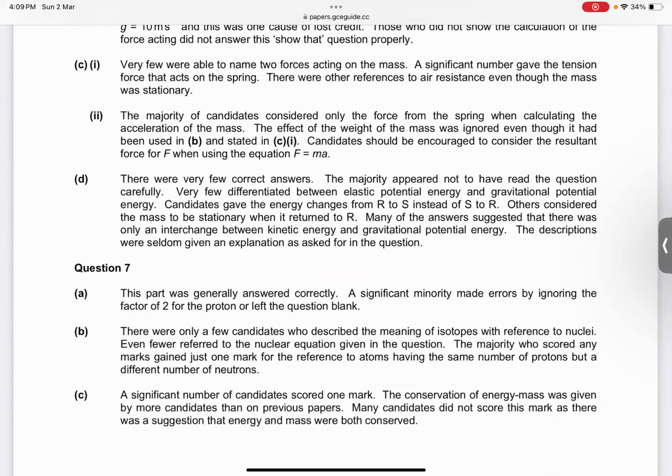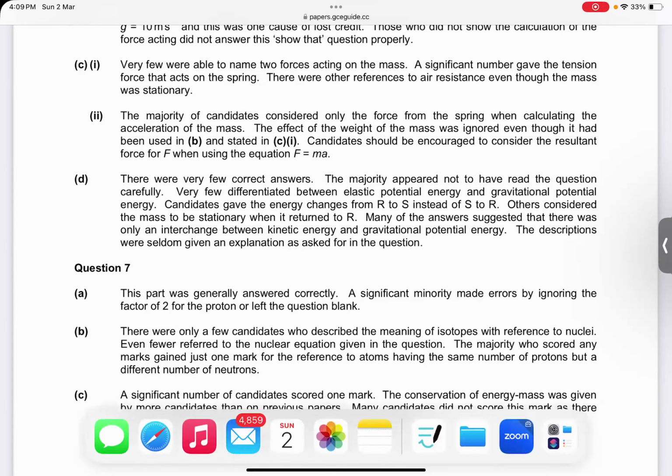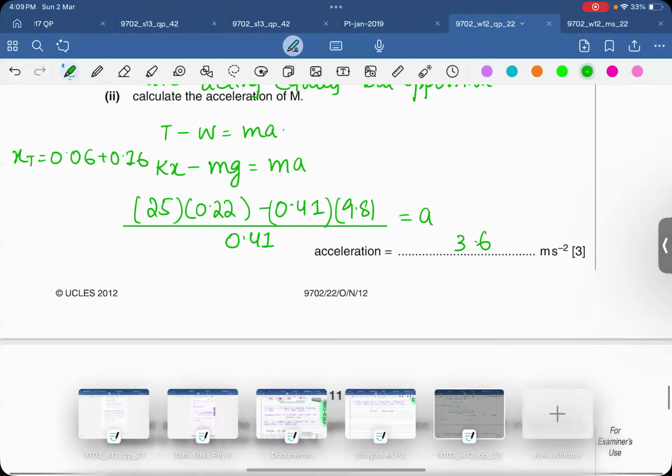The effect of the weight of the mass was ignored, even though it had been used in B and is stated in C1. Calculate: a candidate should be encouraged to consider the resultant force F when using F equals ma. Okay, fine.